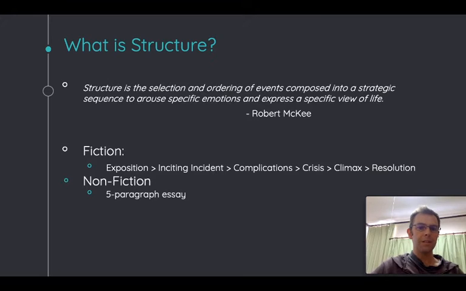All right, so what is structure? I really like Robert McKee's description of structure, where he says, structure is the selection and ordering of events composed into a strategic sequence to arouse specific emotions and express a specific view of life. And I think this is the key thing for us as students of narrative. There's a purpose to the structure, and it's deliberate to arouse or to create specific emotions or for specific effects that the creator of the text is looking to provoke in the audience.